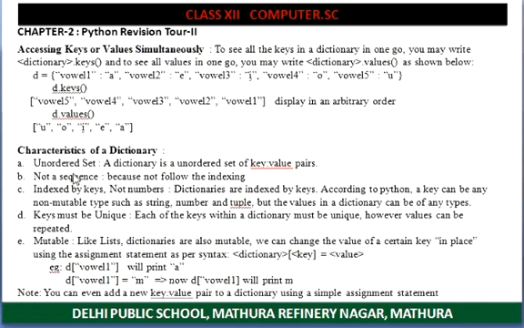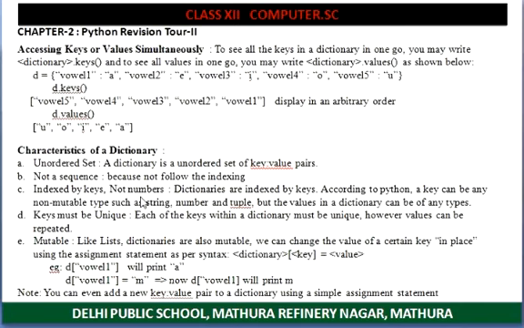Characteristics of a dictionary. First, unordered set. A dictionary is an unordered set of key-value pairs. So indexing is not there. It is an unordered set of key-value pair associations. Not a sequence, because it does not follow indexing. So it is not a sequence because it is not following indexing.